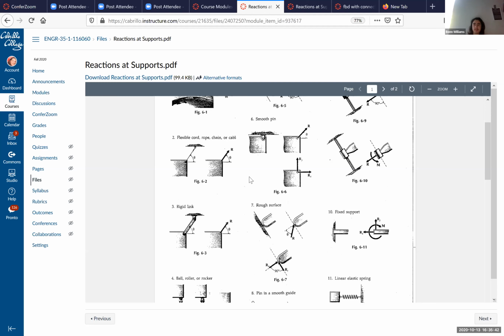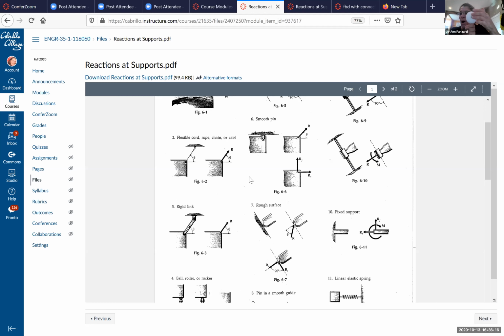Right. So a 2-dimensional object has at most 3 motions it could have: a movement linear in the x, linear in the y, and a rotation about the z. When we look at the pin connection, a pin connection resists a translational motion in the x. It resists a translational motion in the y, but it can spin. So the reactions at a pin support are a force in the x and a force in the y.